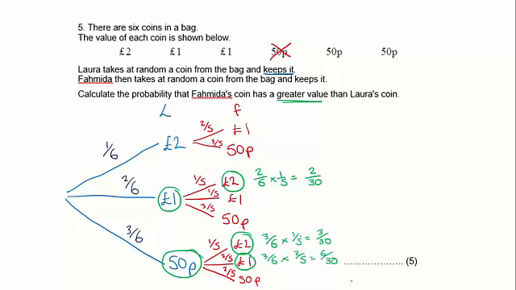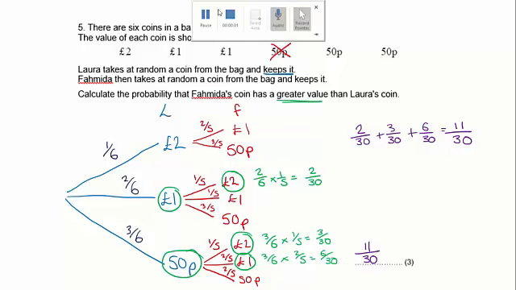Okay, so for the probability of any of those happening, we're going to add them together. You add between the branches: 2/30 plus 3/30 plus 6/30. And you can see now why I didn't simplify any of my fractions, because we've automatically got the same denominator for each one. So add them up, 2 plus 3 plus 6 is 11. So the probability is 11/30.